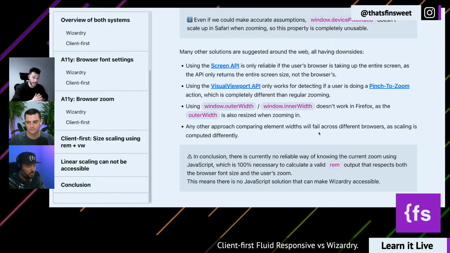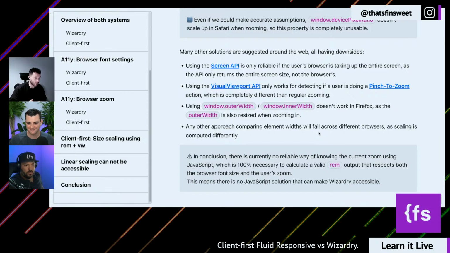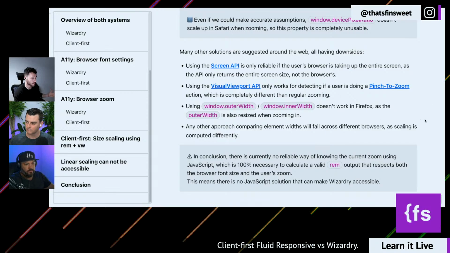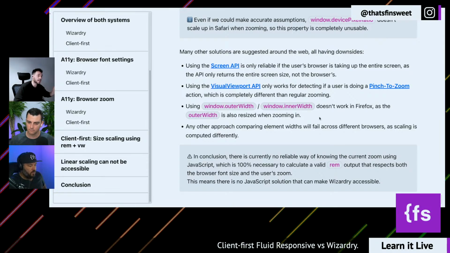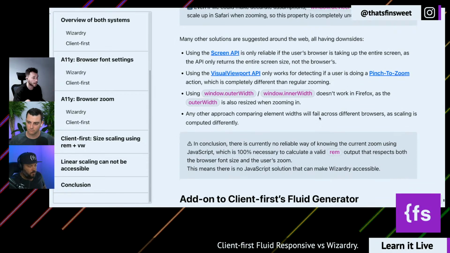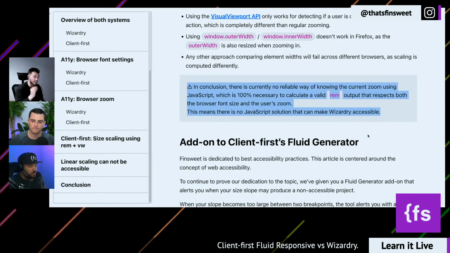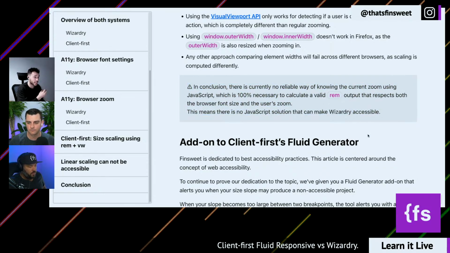I'm saying this today, 18th February 2022. Maybe this changes in 5 years. But nowadays, there's no way to make a system like Wizardry fully accessible with JavaScript. There's no way. You can try to patch it as many times as you want. You can try to fix something here, fix something there, but there's always going to be a flaw. There's always going to be a problem, because linear scaling, it's not accessible.